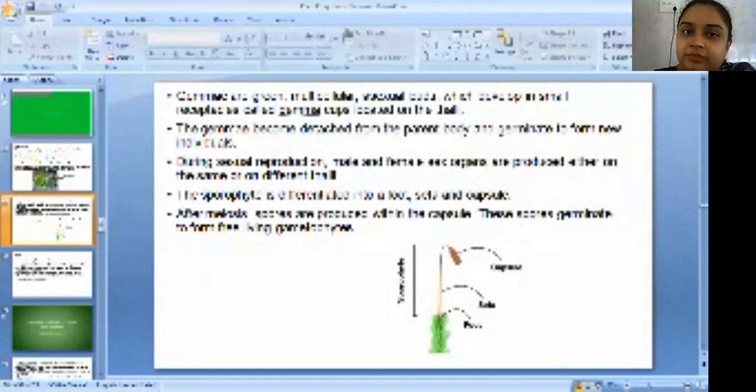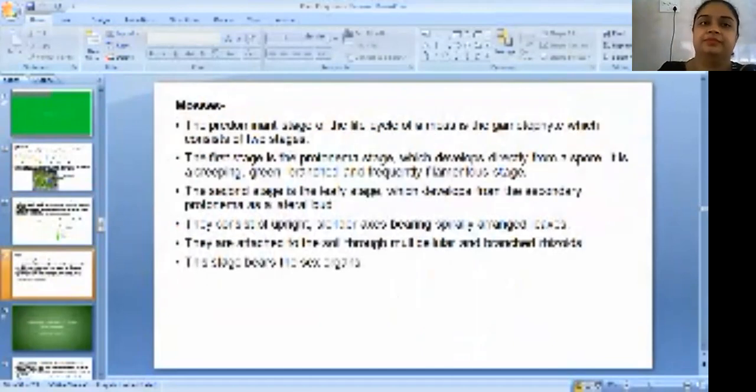Do you remember now? The spores are near the gemmae, and they get detached from the parent body after sexual reproduction and form a new individual. During sexual reproduction, male and female sex organs are produced either on the same or different thalli. The sporophyte is differentiated, as I said, into foot, seta and capsule. After meiosis, spores are produced within the capsule, and they germinate to form free-living gametophytes.